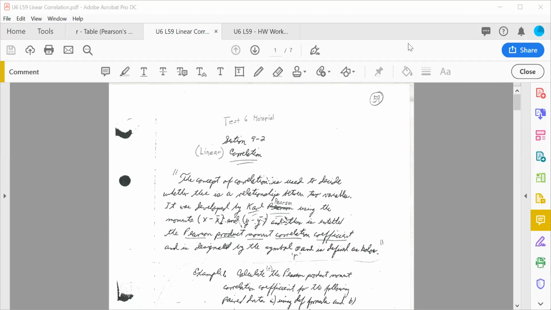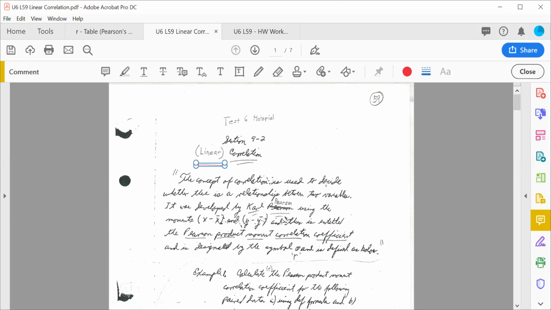Hello, everybody. Welcome to Unit 6, the last unit of the year. It's crazy that we are here right now. All right, today we're going to talk about linear correlation. And I put the word linear in there myself.